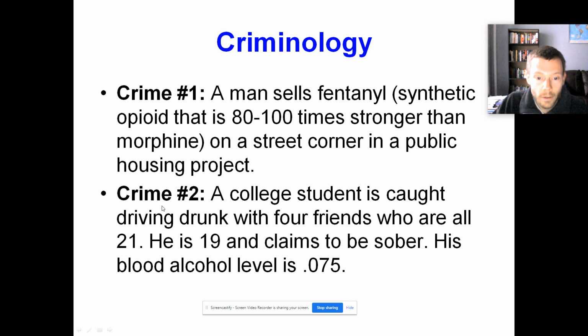The second crime is a college student who's caught driving drunk with four friends who are 21. This individual is 19. They claim to be sober. Their blood alcohol level is 0.075. By law in the state of New York, if you're over 21 and your blood alcohol content is above 0.08, you can be arrested for DWI, driving while intoxicated. If it's between 0.05 and 0.08, it's considered DWAI, driving while ability impaired. However, if you're under 21, there is a zero tolerance law in New York State. Any alcohol in the body is considered illegal.